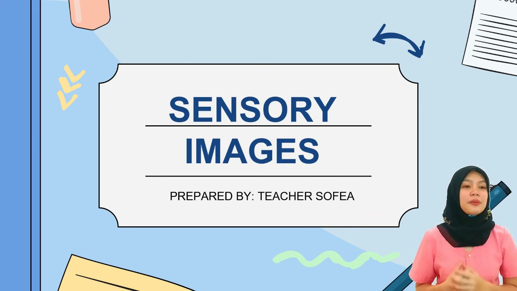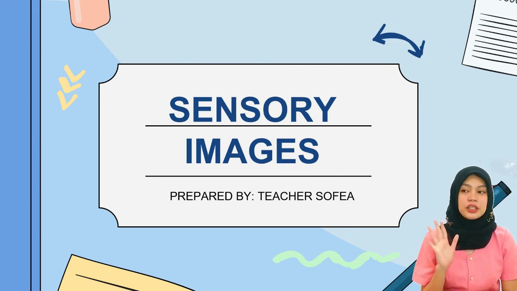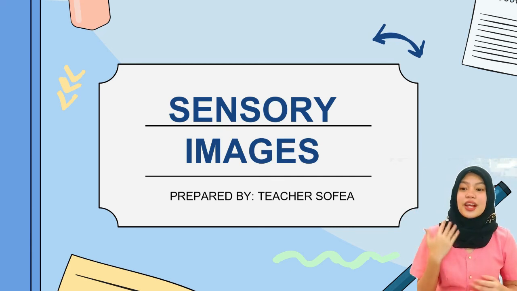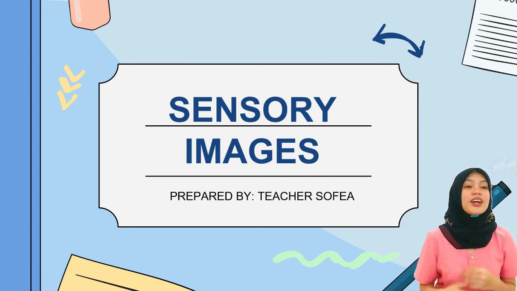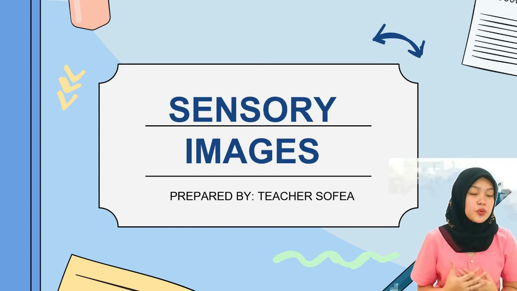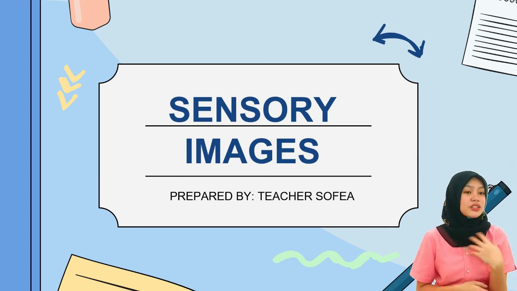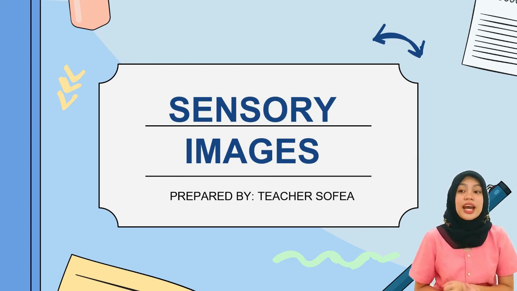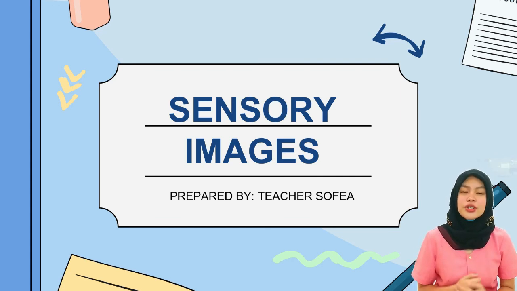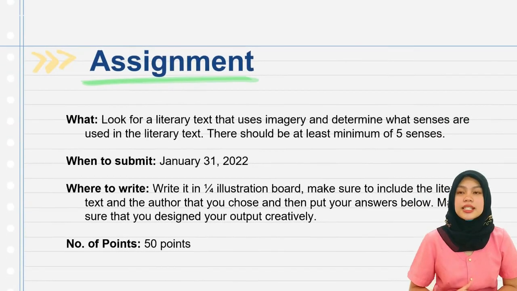So, who can tell me the 5 types of imagery that we have tackled a while ago? Yes, Rance. Very good. So, those are the 5 types of sensory images or imagery. Now, is it really important for us to use these sensory images when writing? Yes, Casper. Very good. So, it helps us to connect and imagine what we are reading in a certain literary text, or a story. Okay, that's good to know that you understand our lesson for today. Now, if you have no questions, let's have our assignment.